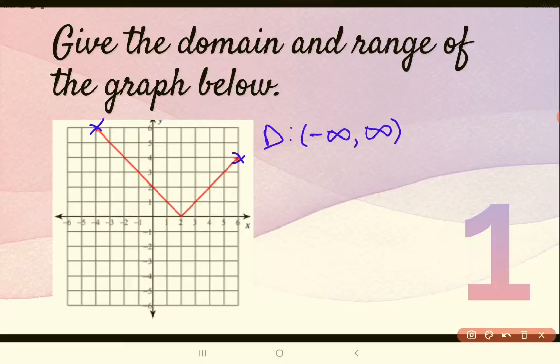Another way of saying negative infinity to infinity is to say this right here. You can say all real numbers. So x could literally be anything. It's going to keep getting wider.